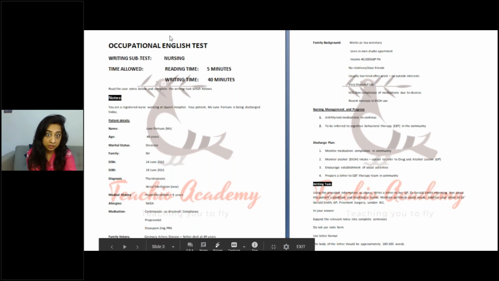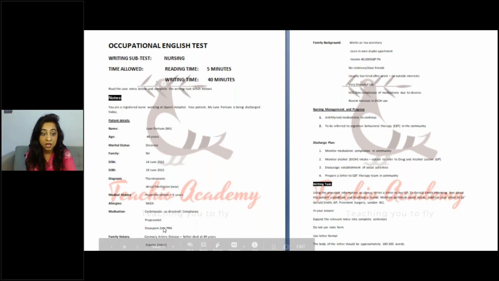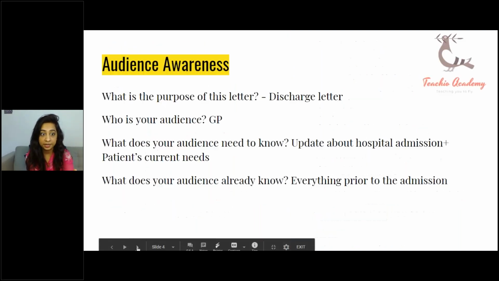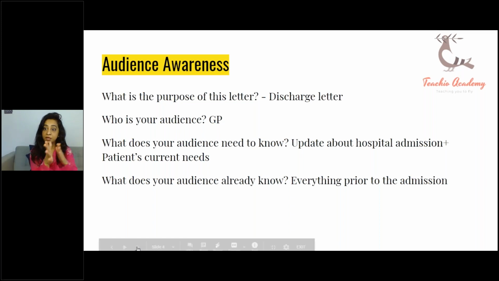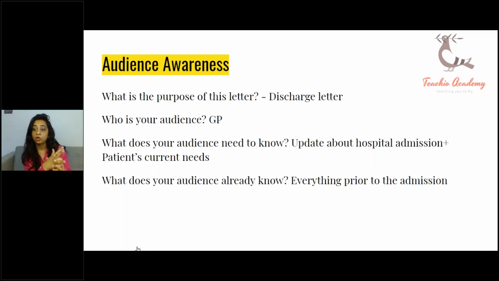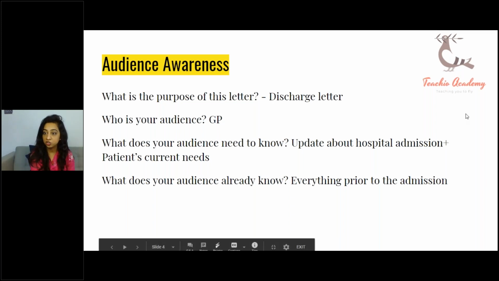So, using my method of going to the task and then anticipating my case notes, I would then try and solve this letter. Now, I've become aware of my audience. I will ask myself, what is the purpose of this letter? So this is a discharge letter. Remember, on the OET writing, you can have either a discharge letter, a referral letter, or a transfer letter. When you read your task, you immediately identify that this is a discharge letter.